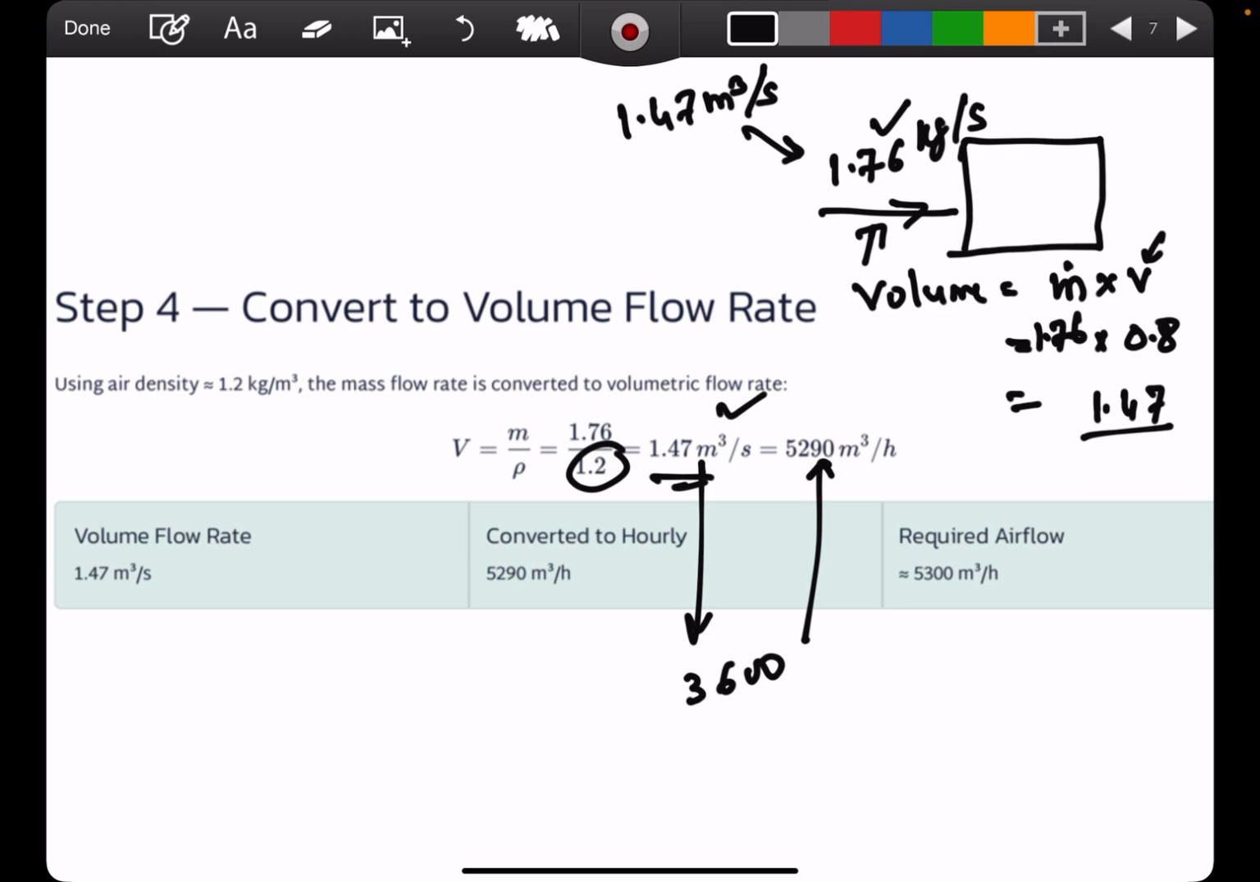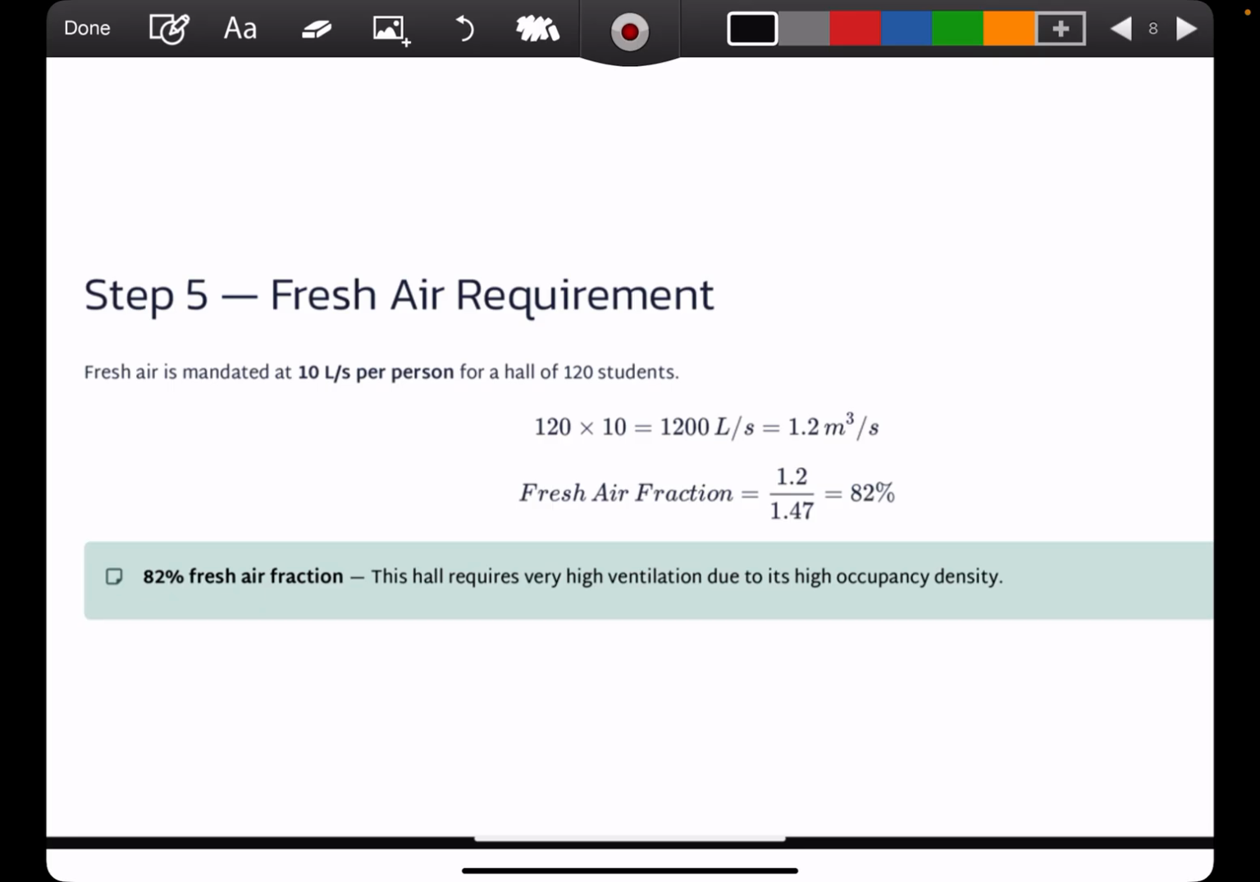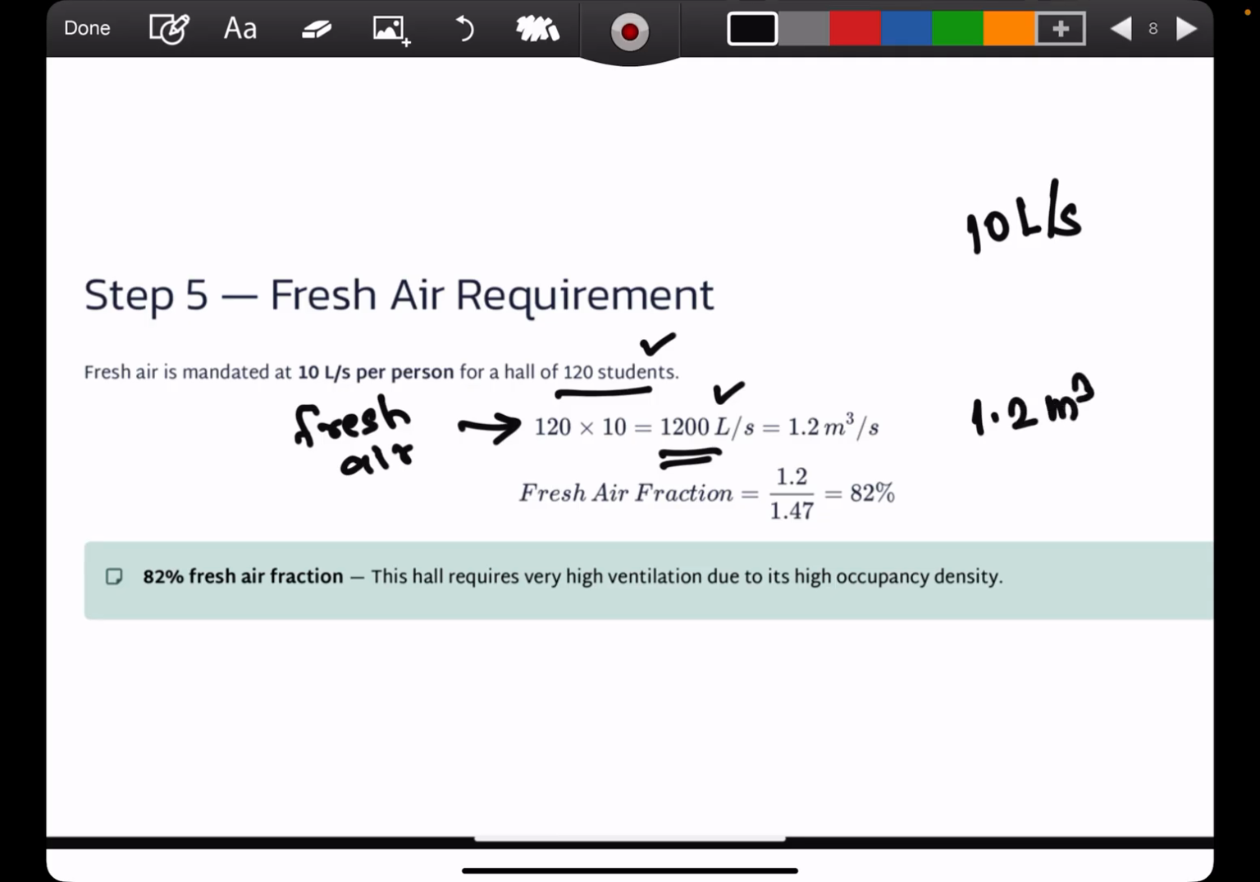Right? So what we have calculated now is the amount of air to be supplied to the room. But the amount of air supplied to the room is not the same as the amount of air which is returned, right? Because some of the air is returned and some of the air is fresh air. Now, as we had said, the fresh air requirement is already given because there are 120 occupants, or 120 students in the class, and each requires, let us say, 10 liters per second. So about 1200 liters per second or 1.2 meter cube per second is your ventilation requirement.